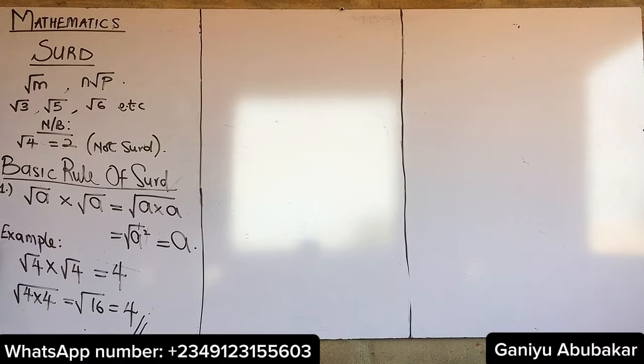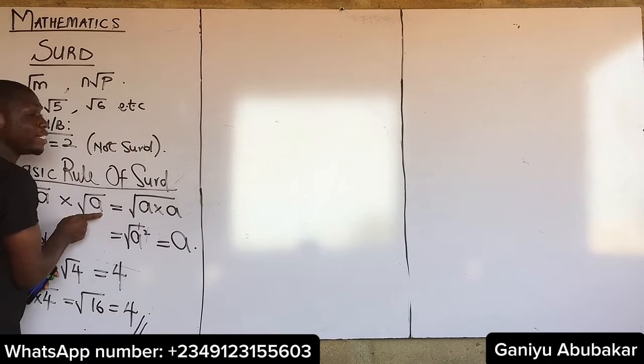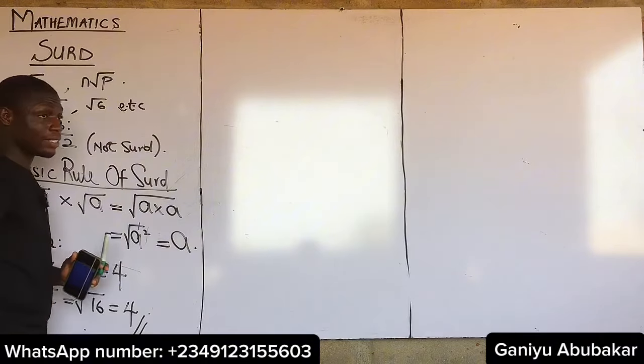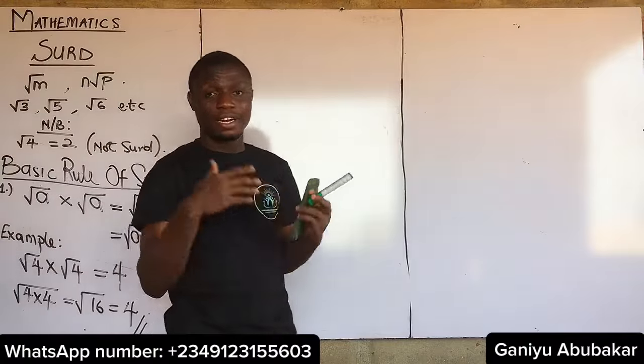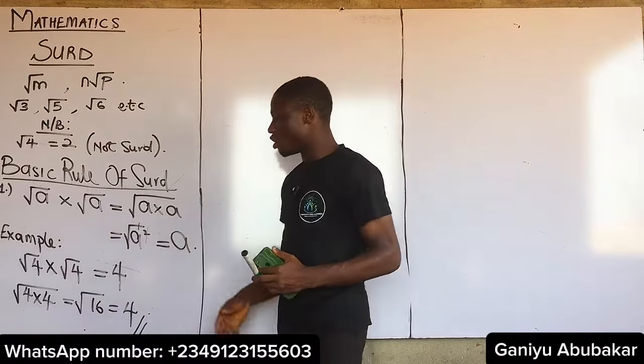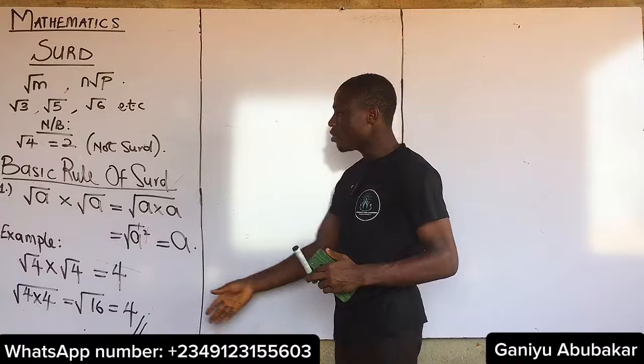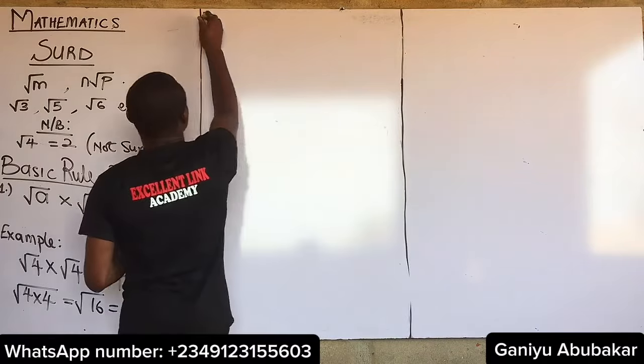So rule 1 says that if I have the square root of something multiplying that same thing, I have that thing as my answer. Let me use that to explain this concept. All right, let's discuss rule 2.